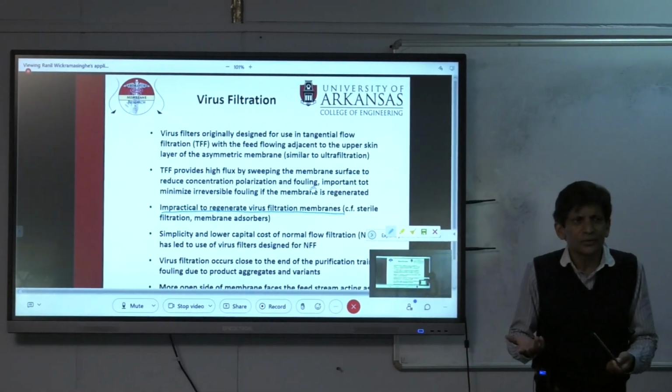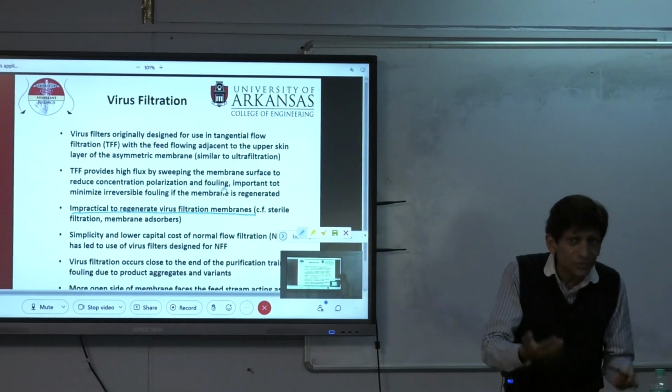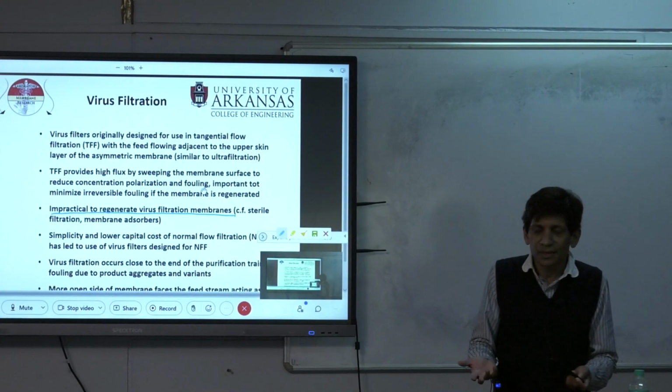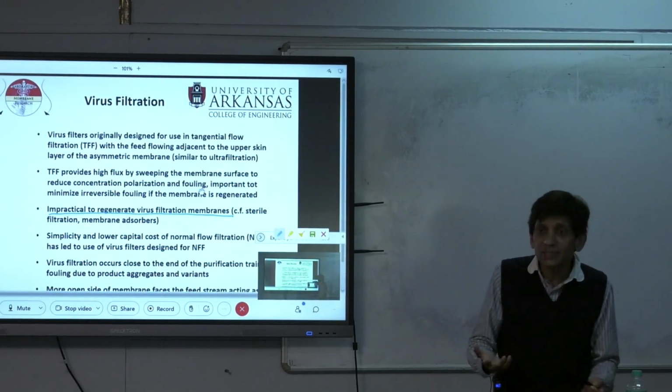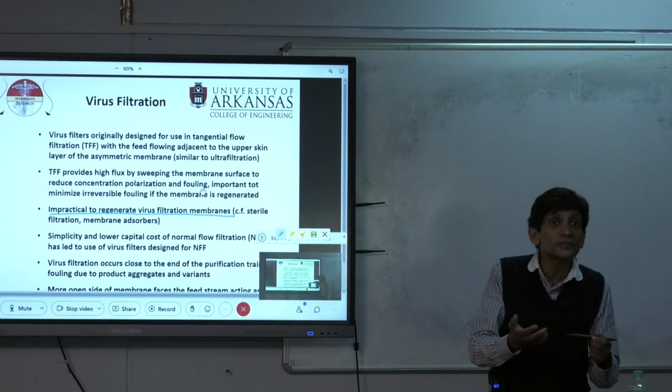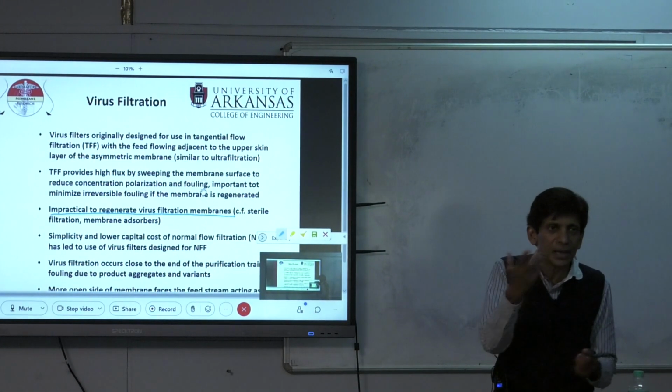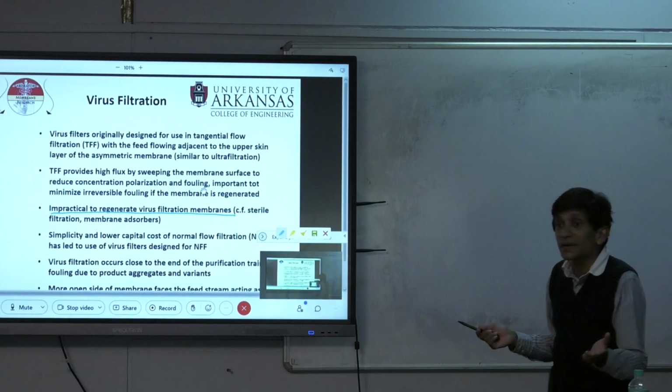It's impractical. You can't do it because how are you going to validate that you've removed all the virus particles? So if that's the case, dead end mode is much simpler to run than tangential flow. Tangential flow is if you want to reuse the membrane. You save on pump, you save on many things. So just run it in dead end mode.